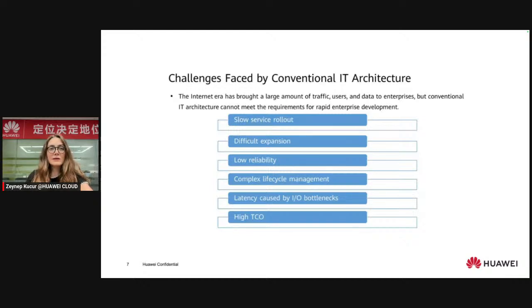Here are the disadvantages. The service rollout is slow because the procurement period of IT devices is long in traditional IT. There is difficulty in expansion because traditional IT has centralized architecture, and centralized architecture is poor in scalability. Reliability is low as traditional hardware devices are isolated from each other, and their reliability mainly depends on software. Lifecycle management is complex, as the devices and vendors are heterogeneous and hard to manage. And lastly, there's high TCO.